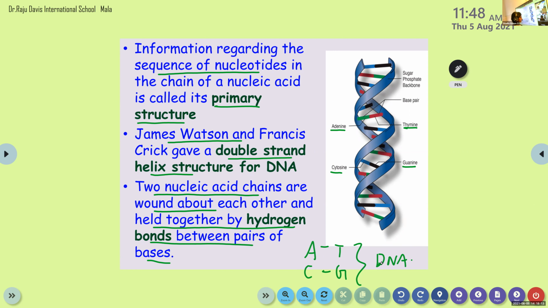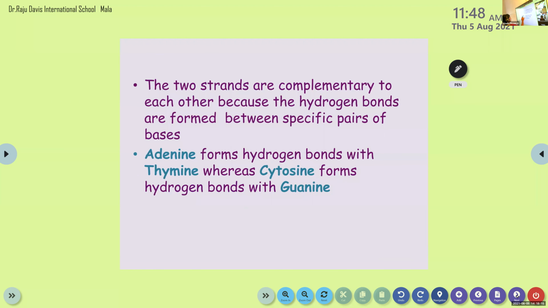Then I told you the two strands are complementary to each other because the hydrogen bonds are formed between specific pairs. Adenine forms hydrogen bonds with thymine, then cytosine with guanine. The complementary pairs: adenine, thymine, cytosine, guanine.